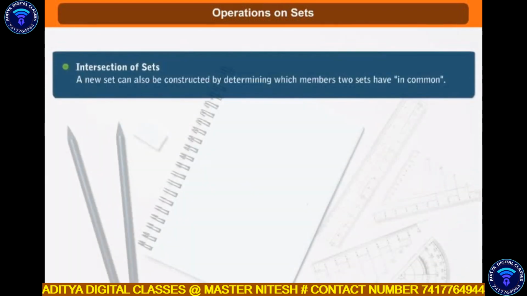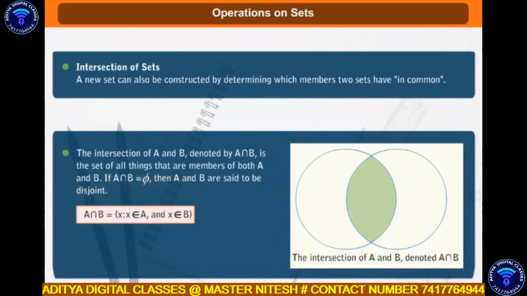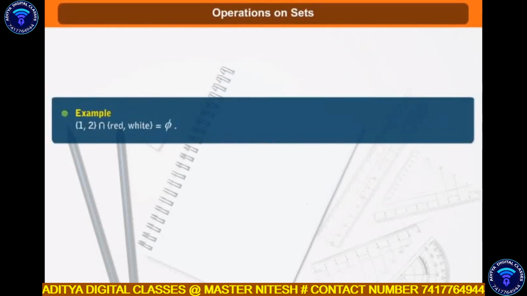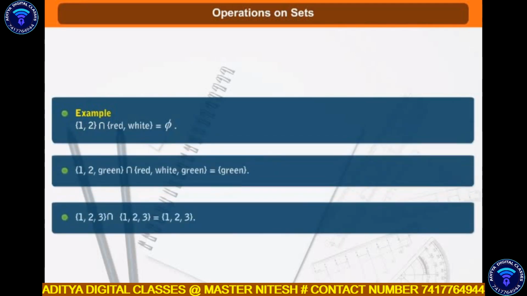The next operation is the intersection of sets. A new set can also be constructed by determining which members two sets have in common. The intersection of A and B, denoted by the intersection symbol, is the set of all things that are members of both A and B. If A intersection B is an empty set, then A and B are said to be disjoint. Look at the examples. In the first example, the intersection of two sets, {1, 2} and {red, white}, is null as there is no element in common. Similarly, look at the other two examples.